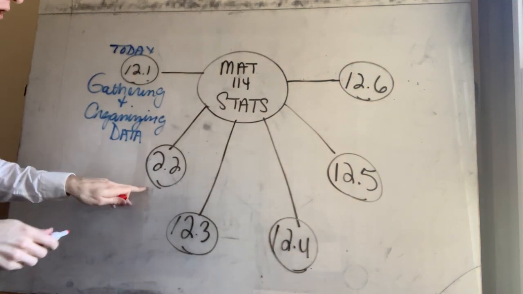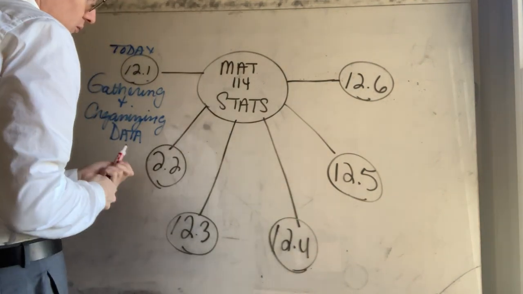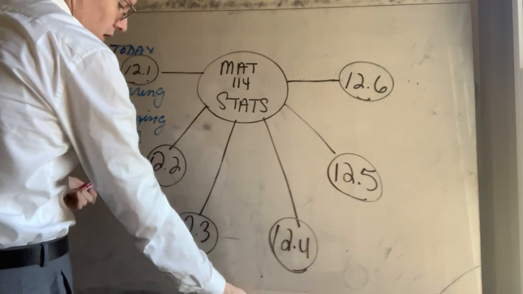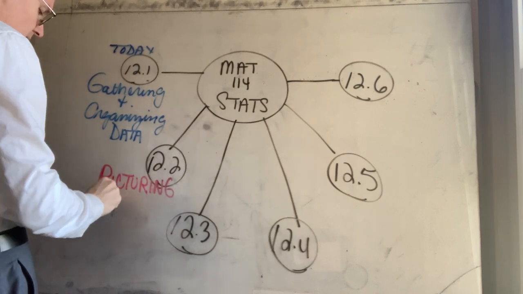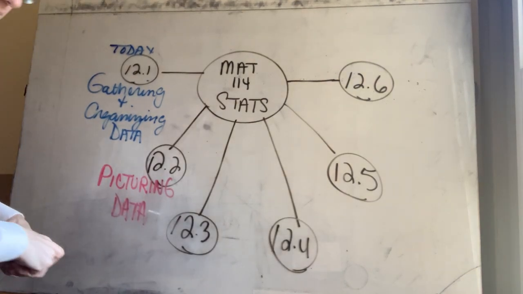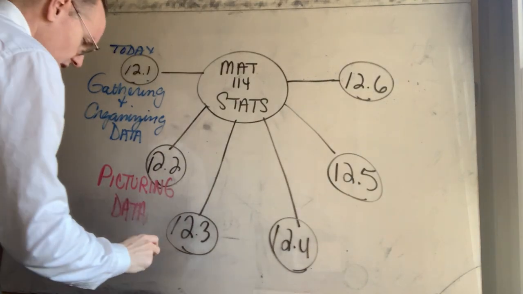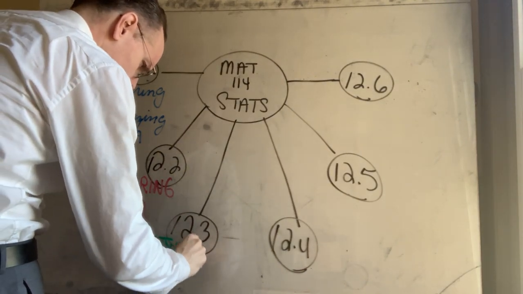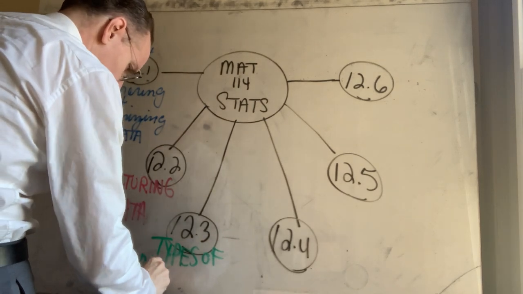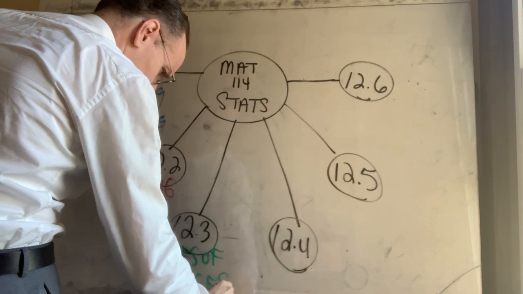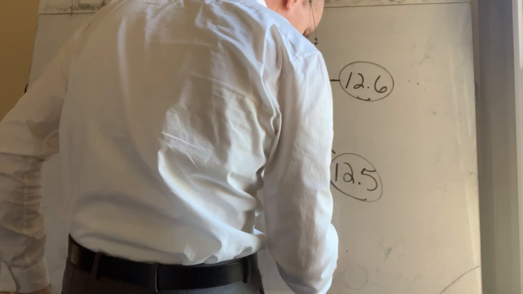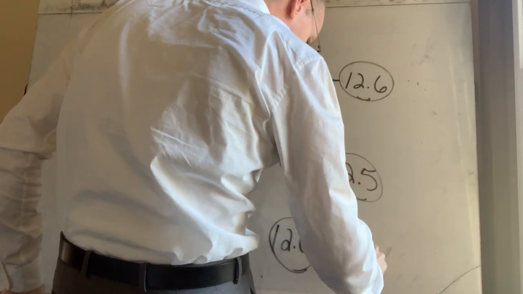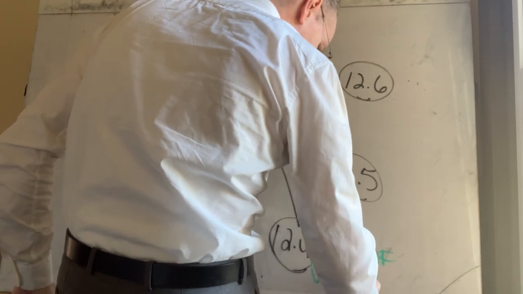12-2, going backwards. 12-2 is about picturing data. It might be best described as types of averages. That may sound silly if you're unaware, but there are several averages: mean, median, mode. 12-4 is types of variances. Variation.